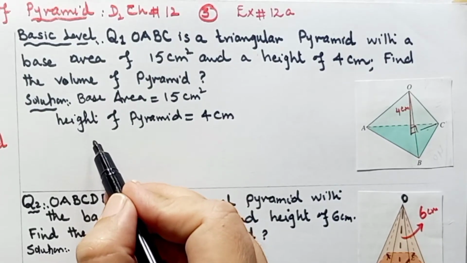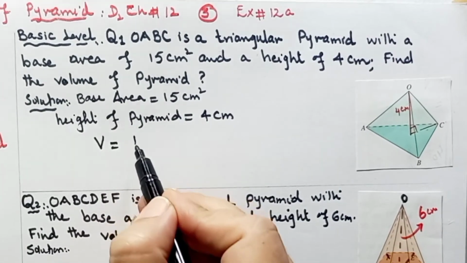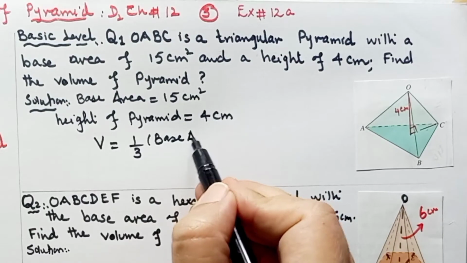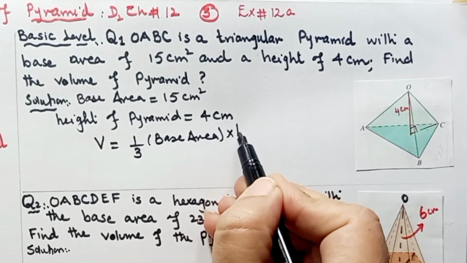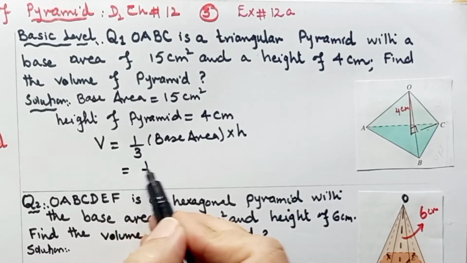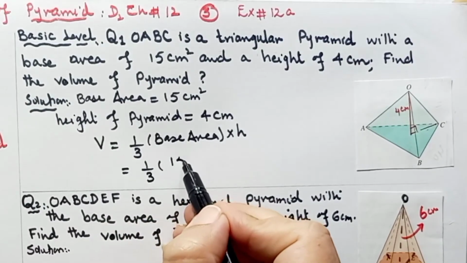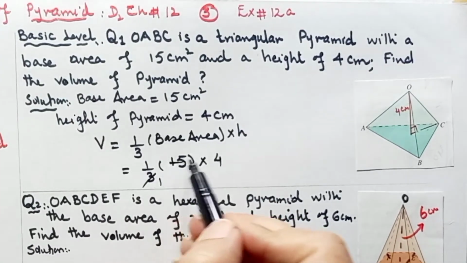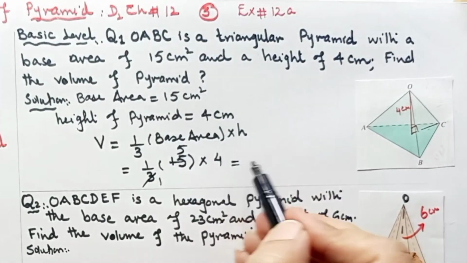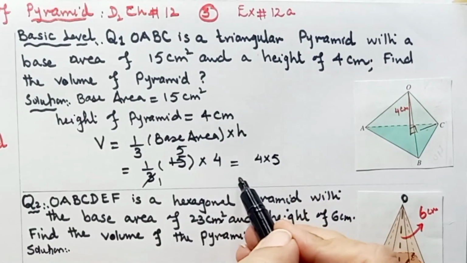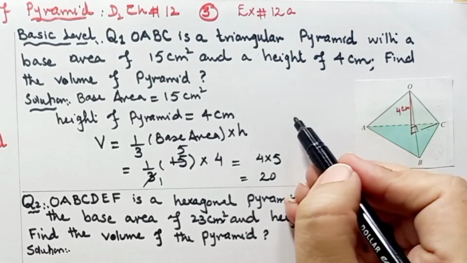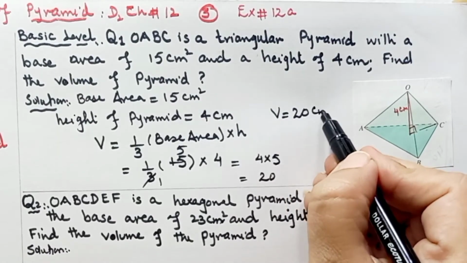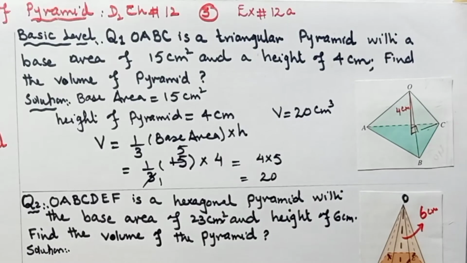Recall the formula for the volume. Volume of pyramid equals 1 by 3 into base area multiplied by height of pyramid. Now the base area is given. Nothing to do, very easy question. 15 and height is 4. 3 how many times is 15? 3 fives are 15, and 4 multiplied by 5 is equal to 20. So the volume of pyramid equals 20, and the units are in centimeters, so centimeter cube. Really easy question. Let's move to the second question.